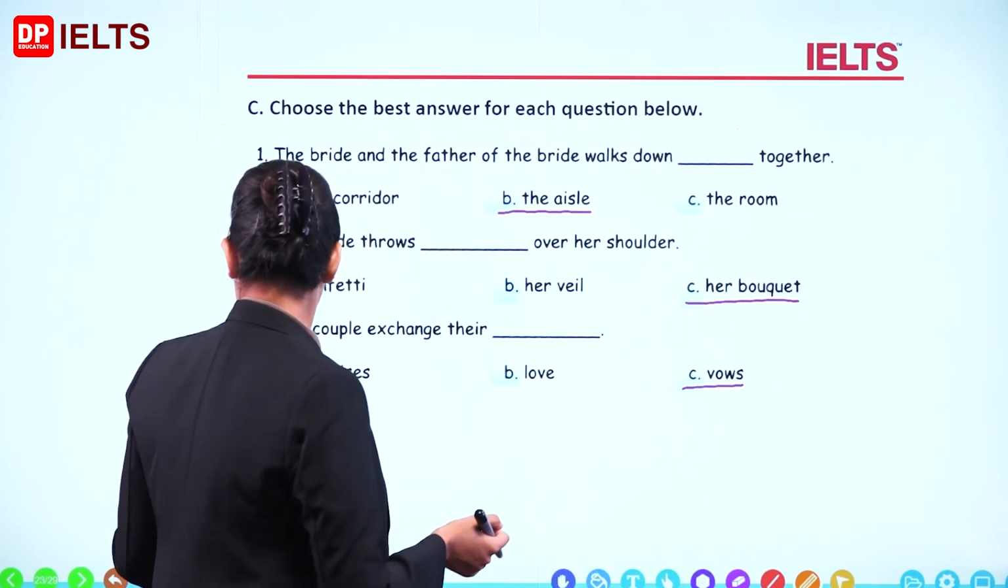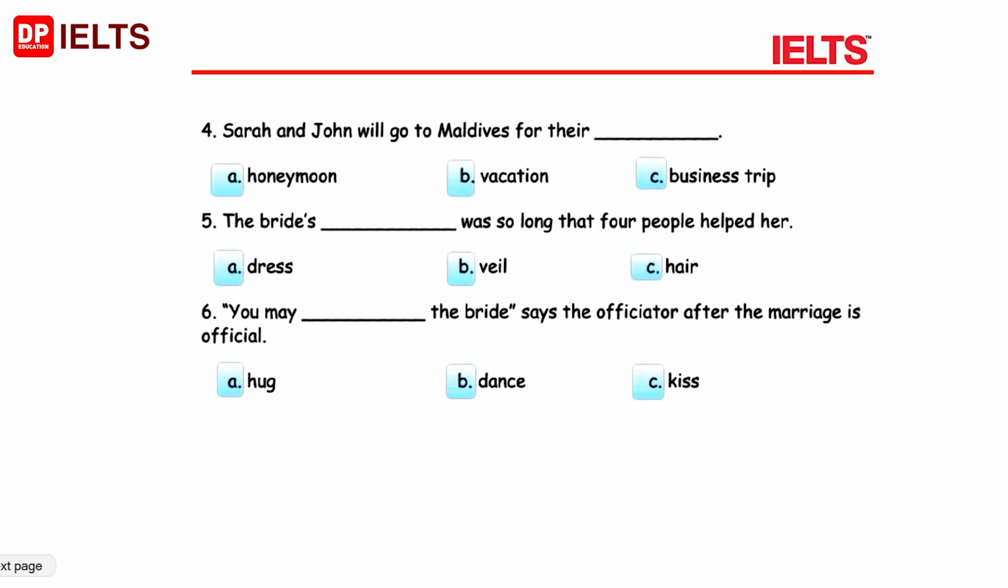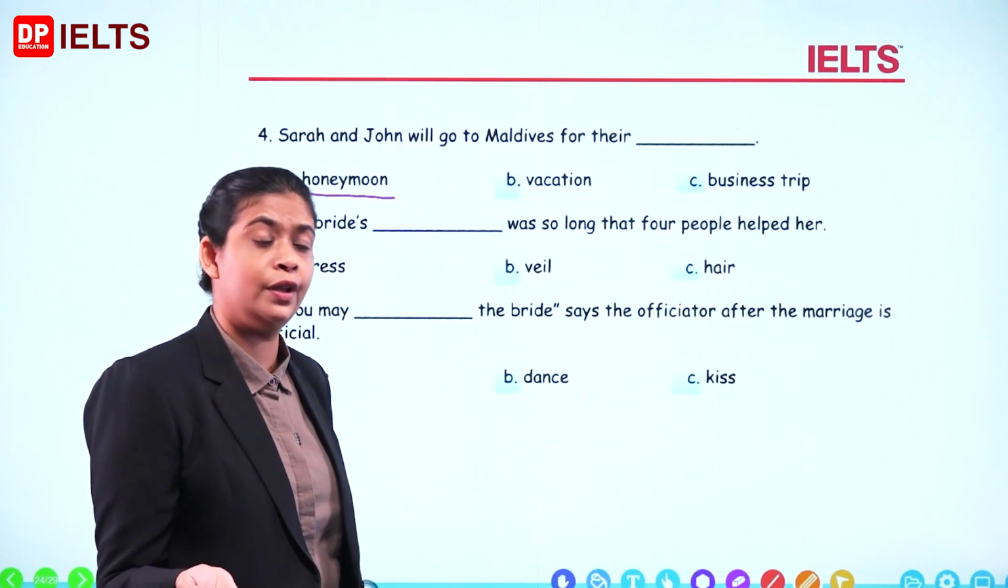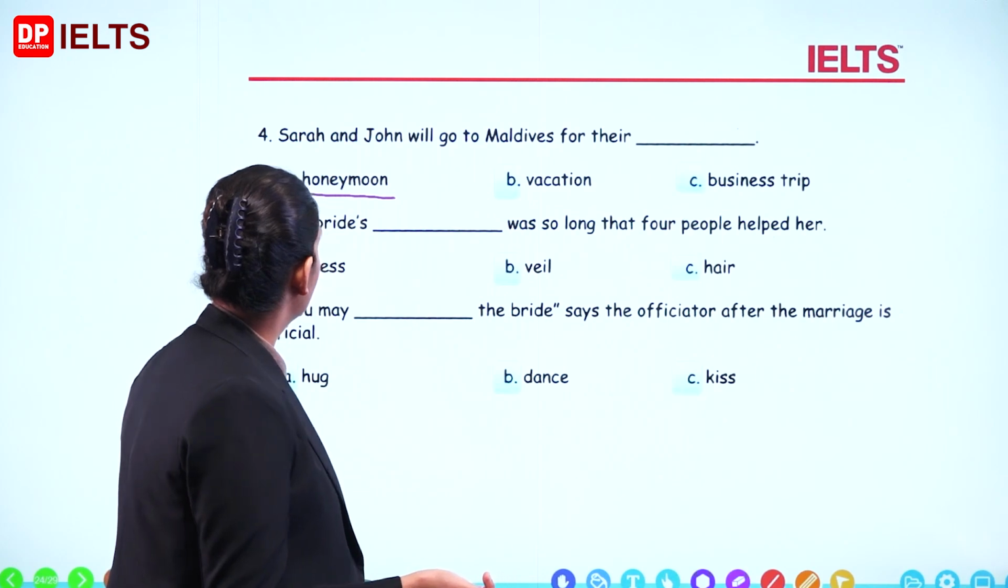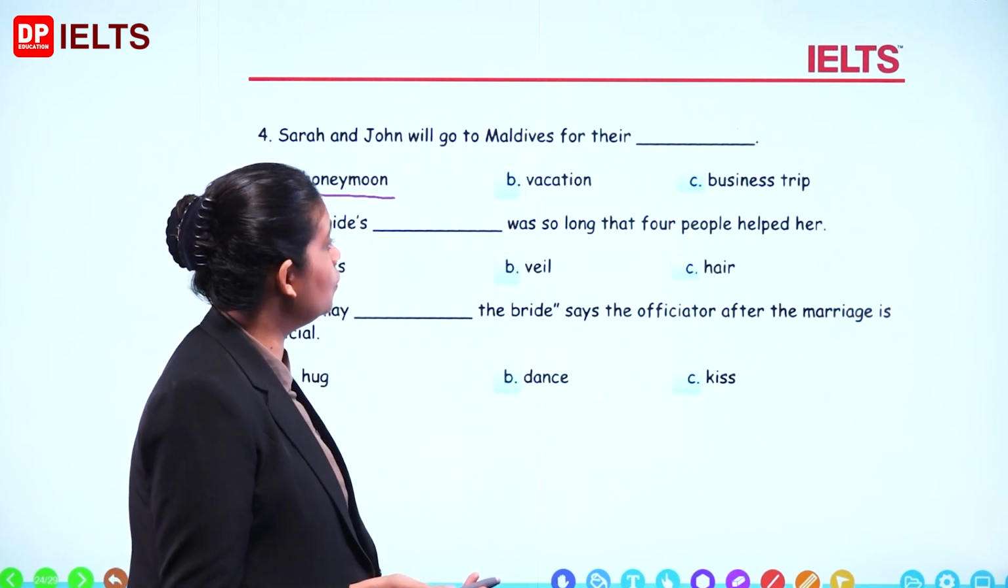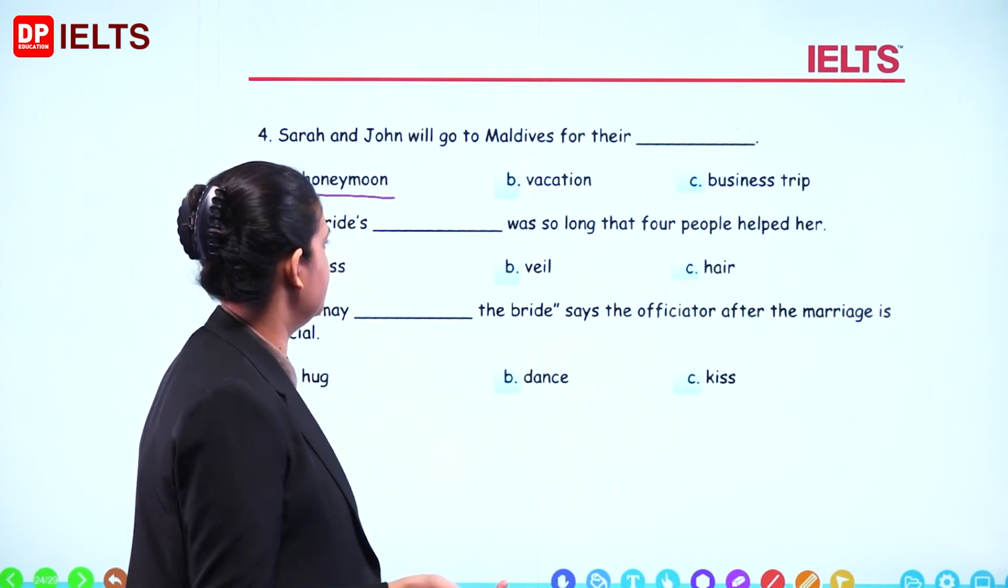Okay? Next one, Sarah and John will go to Maldives for their honeymoon. So after you get married, basically you go on your honeymoon. That's the time you spend together alone. Right? The bride's blank was so long that 4 people helped her.